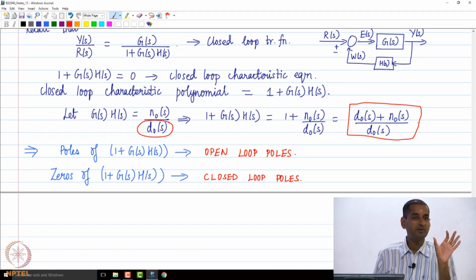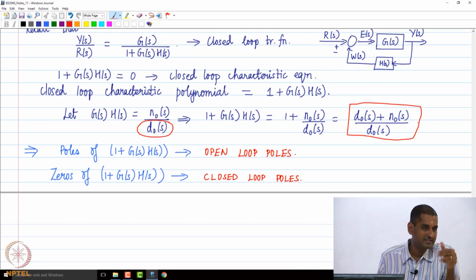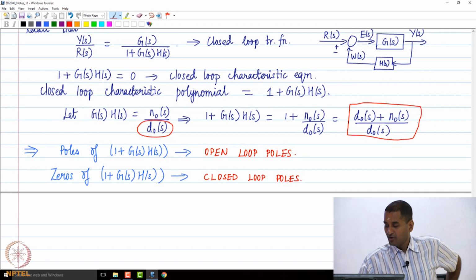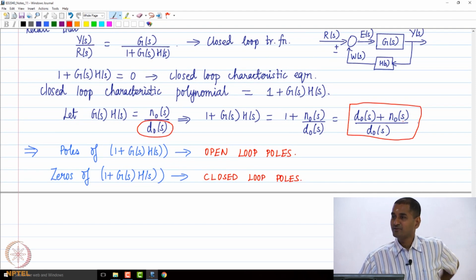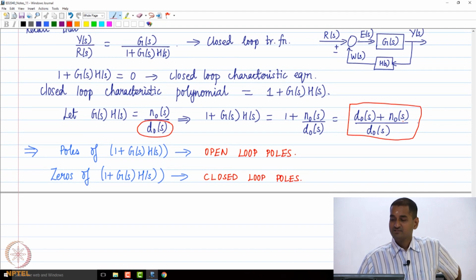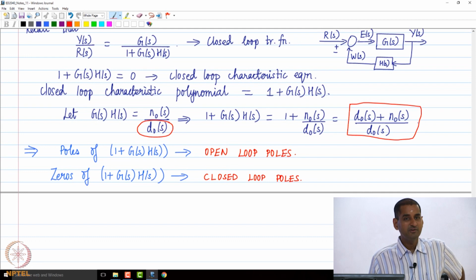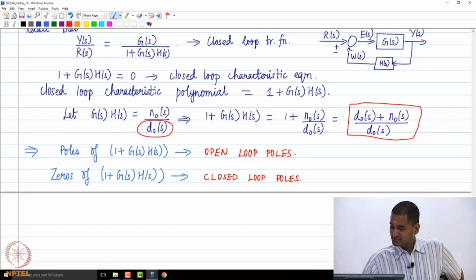I am considering the polynomial 1 plus G of s H of s, which is a ratio of two polynomials. It so happens that the denominator polynomial of 1 plus G of s H of s is the same as the denominator polynomial of the open loop transfer function. So the poles of 1 plus G of s H of s are nothing but the open loop poles. The zeros of 1 plus G of s H of s are the closed loop poles.